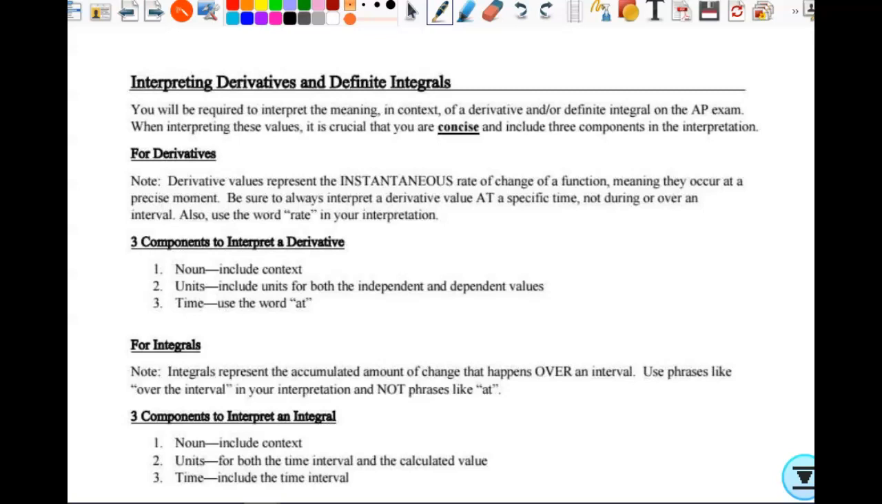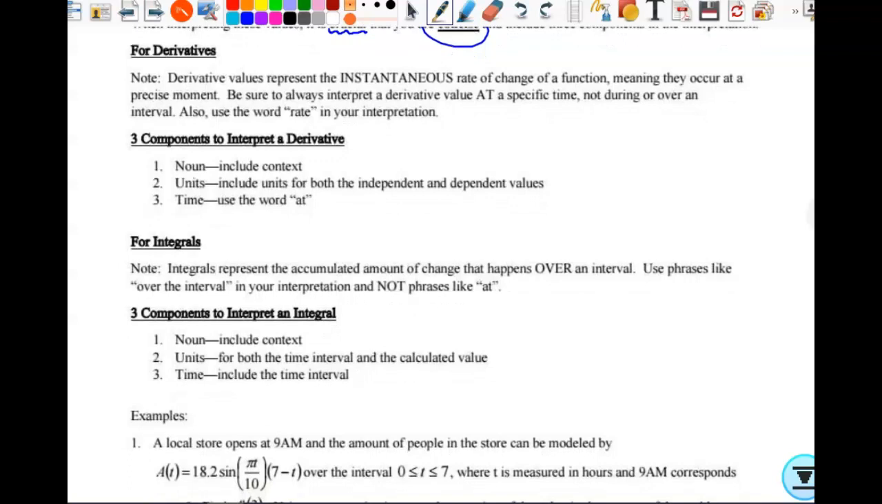When interpreting these values, it's crucial, that means very important, that you are concise and include three components in the interpretation, okay? So when you're taking a derivative, a derivative represents a rate of change of something, right? So for derivatives, and we'll start right here so it sticks out, instantaneous rate of change of a function. It occurs at a precise moment because it's instant, right? It's not an average rate of change. You always interpret the derivative at a specific time, not during or over an interval. Also use the word rate in your interpretation.